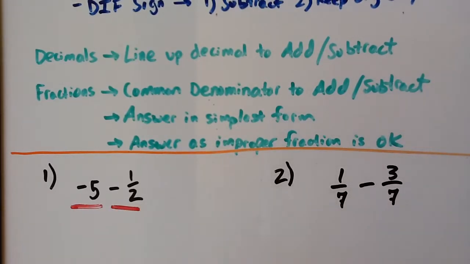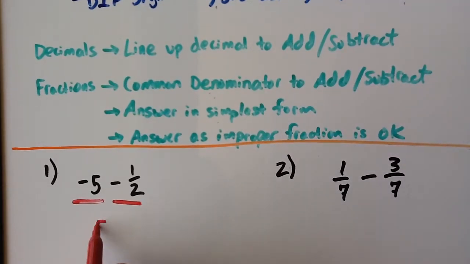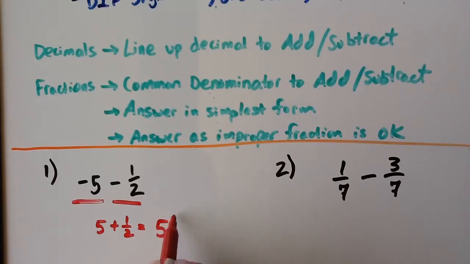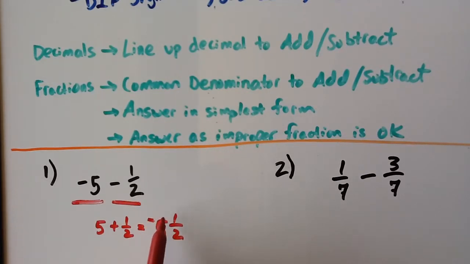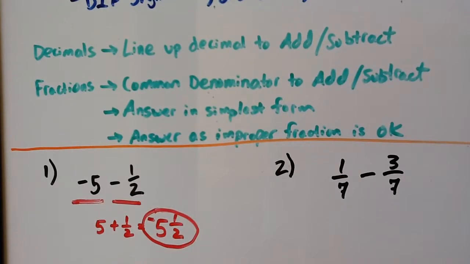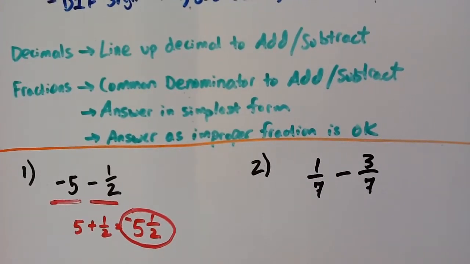They have the same sign, so I'm going to add and keep the sign. I would add 5 plus 1/2, which would give me 5 and 1/2. After I add, I'll keep the sign. They're both negative, so I'm going to keep that negative sign. My sum will be -5 and 1/2. That is my answer.